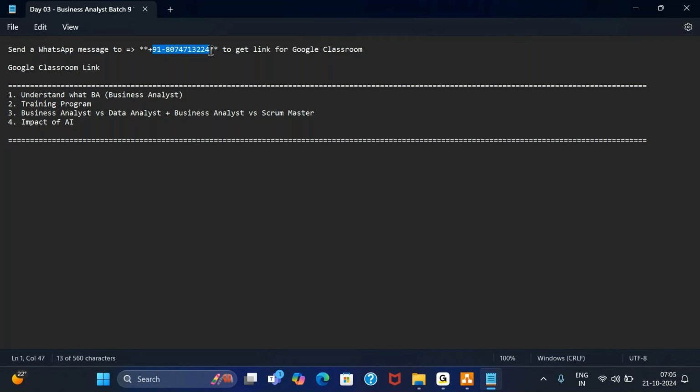Okay, so now going ahead. The first point that we will take a look at is what's the difference between a BA and a Scrum Master. Okay, now why are we, in the first place, trying to identify the difference between two roles?